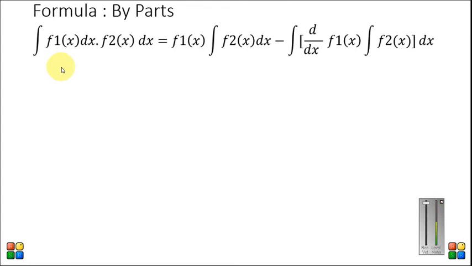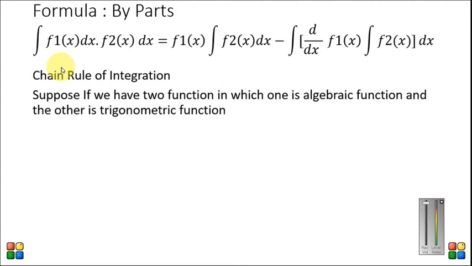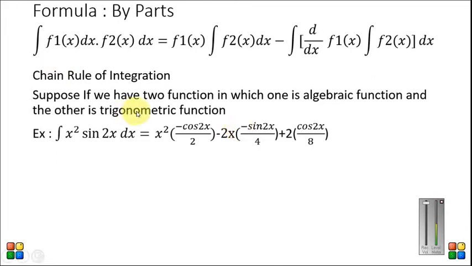Now we have a very important rule here, the chain rule. This is very useful and makes it very easy to solve two functions in a single step. That's why we will use this chain rule of integration in solving Fourier series. So what is this chain rule? Suppose we are given two functions, one an algebraic function and the other a trigonometric function. How will we solve these? See, for example, we are given x square sin 2x dx.